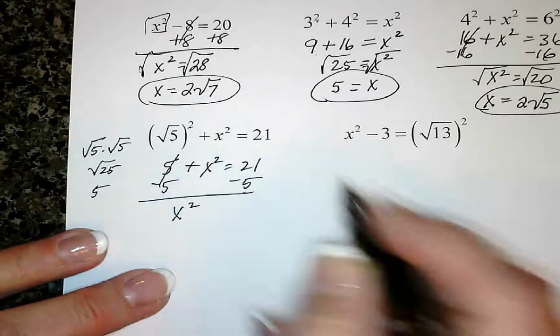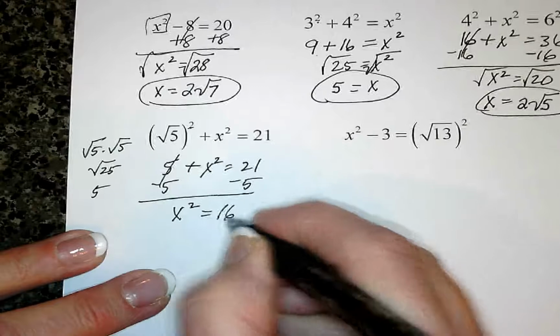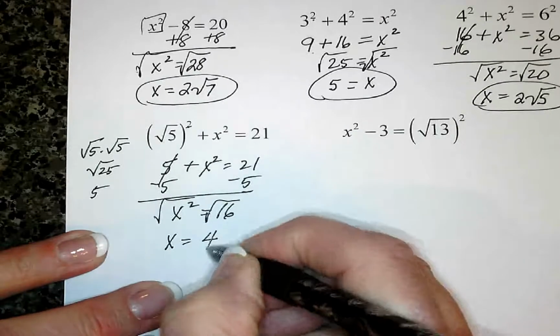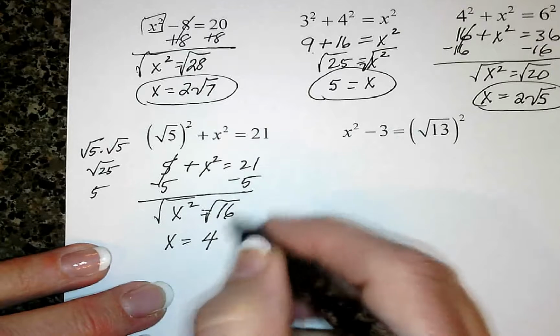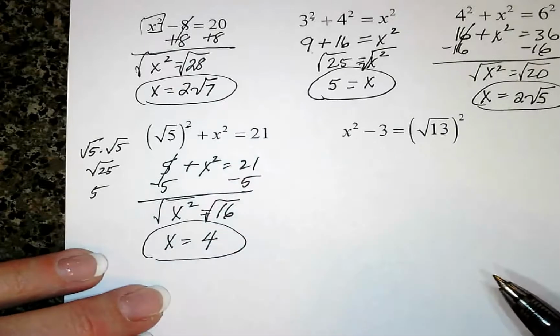So I'm going to get my x squared by itself. x squared equals 21 minus 5, or 16. Just like we have been doing, I'm going to square root both sides. Square root of 16 is a 4. Notice again, simplifying the square root of 16 is just a 4. There's no square root over it. We've already taken care of that. x equals 4.